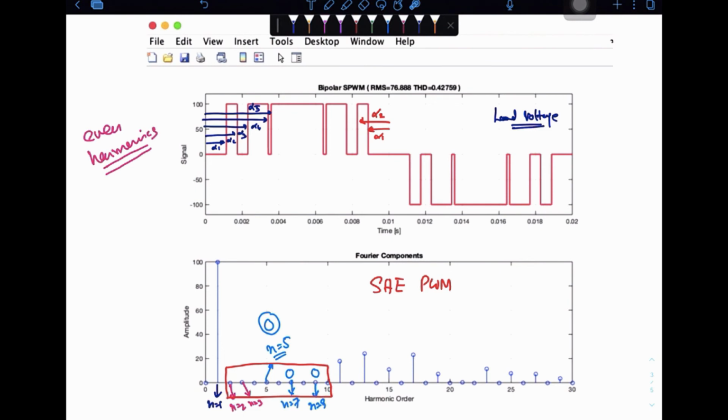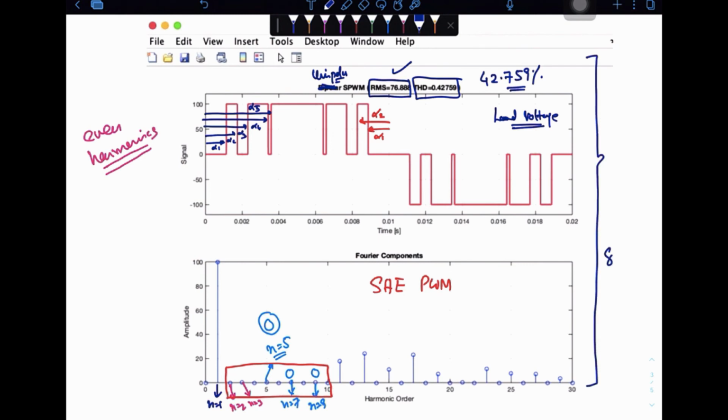And it's the unipolar technique. It's written bipolar over here, so it should be unipolar. The RMS value of this will be 76.88, and the total harmonic distortion observed in this one is 42.759%. This is the spectrum of the output voltage waveform, and for the code of this Fourier analysis of the inverter waveform, you can see the video of the Fourier series analysis of the inverter waveform shared on the channel.